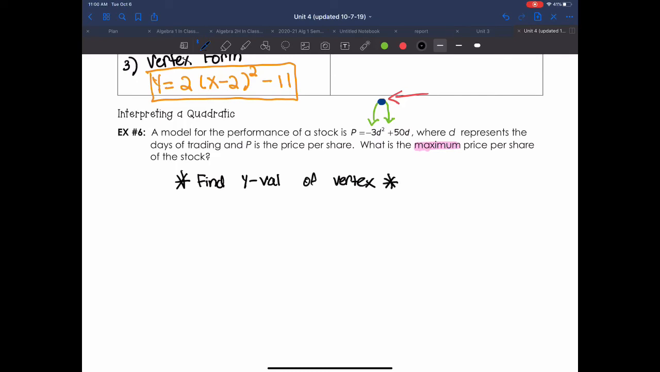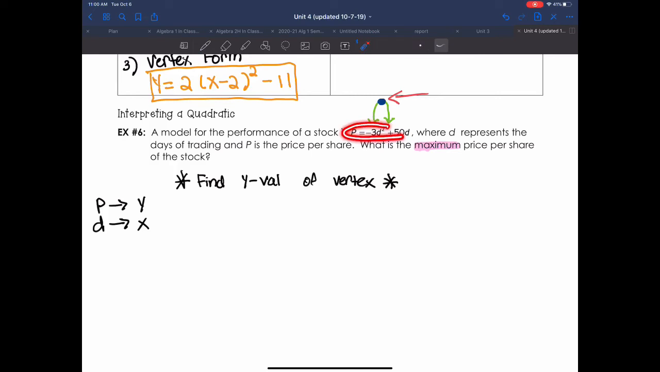In this case, we changed up our variables a little bit. D represents the days in trading, and P is the price per share. So essentially P is our y value in this case, and D is our x value. So let's go ahead and find the vertex first of all, using this equation up here.